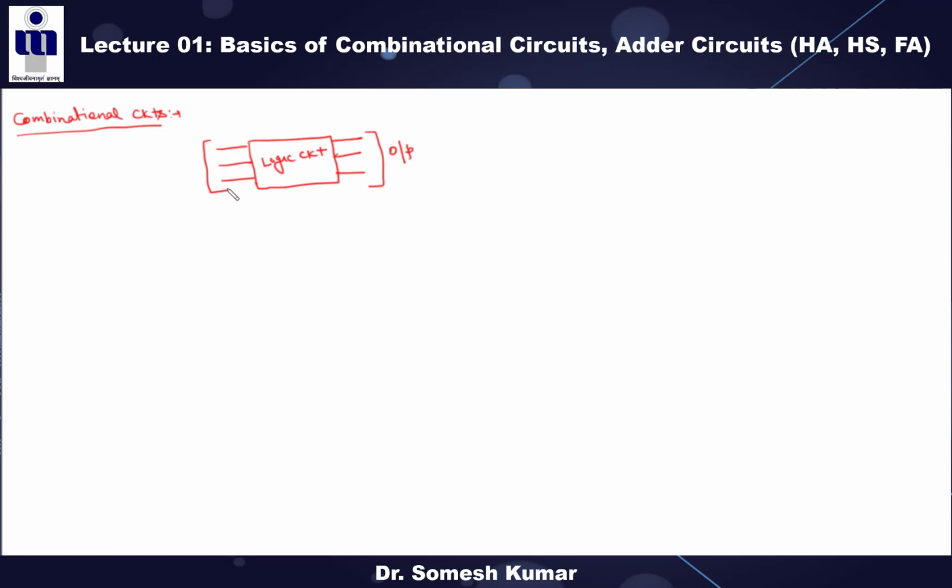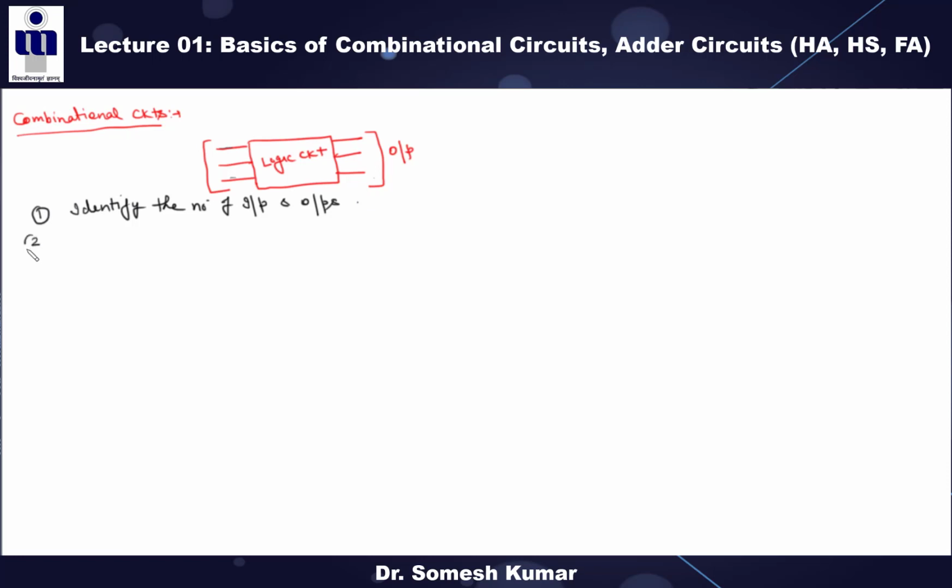So how can you design it? There are some standard steps. The first step to design any combinational circuit is to identify the number of inputs and the number of outputs. First you have to identify how many inputs and how many outputs there are. After that only can you design any combinational circuit.